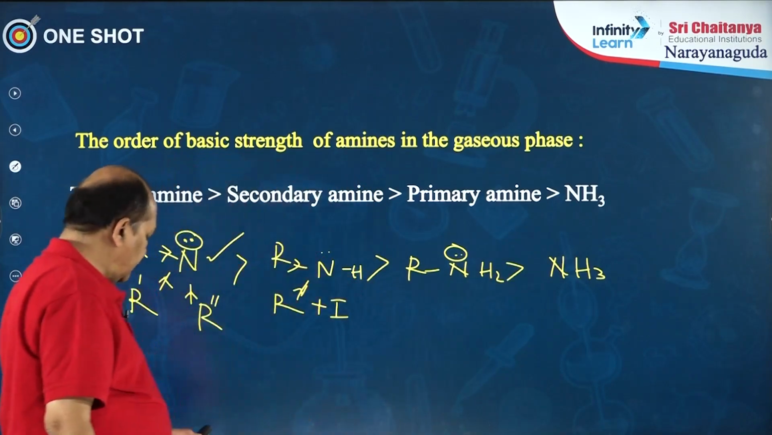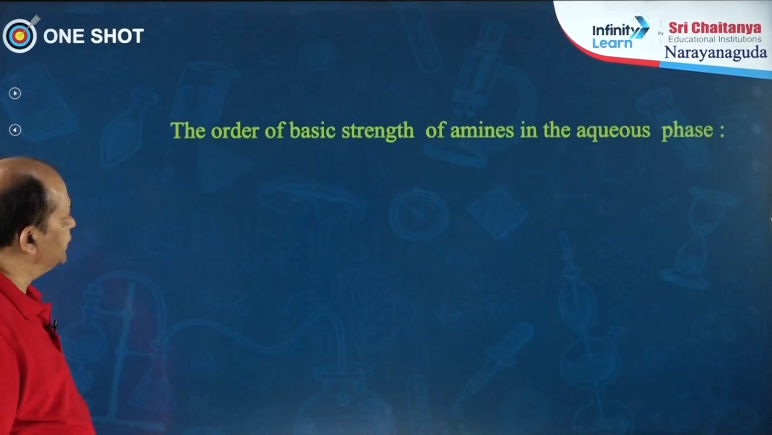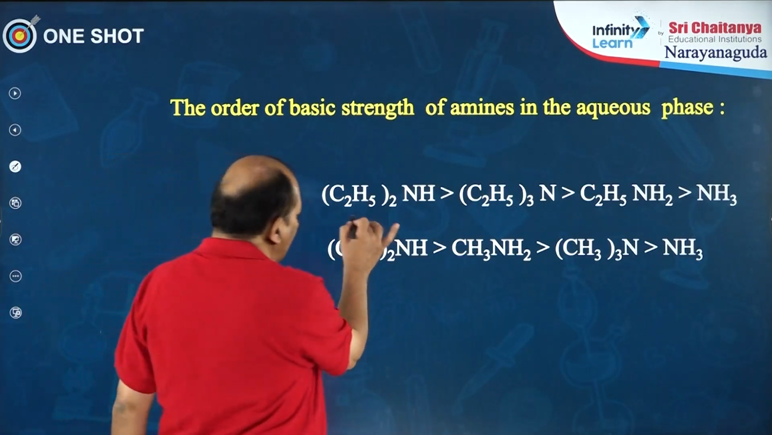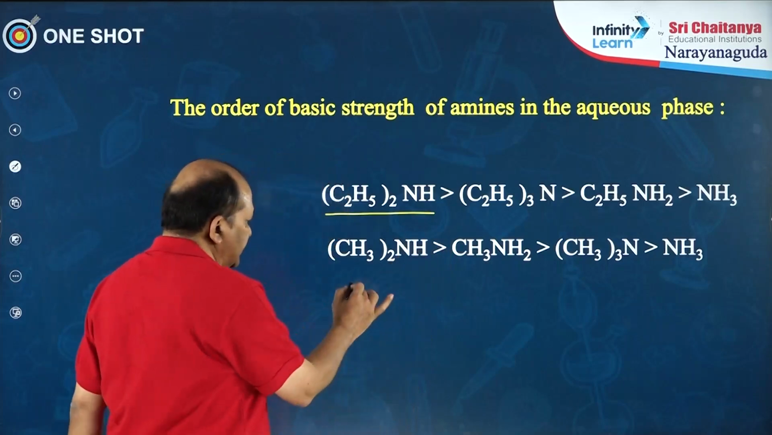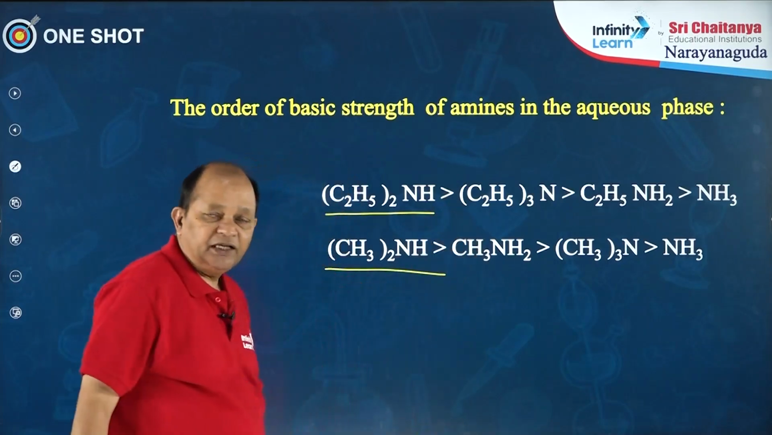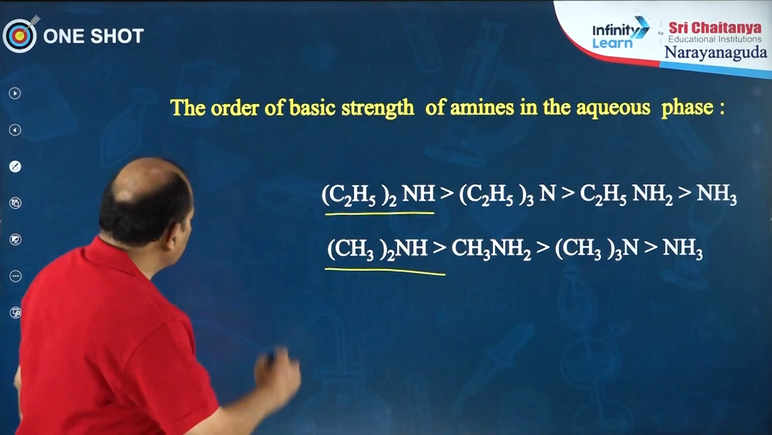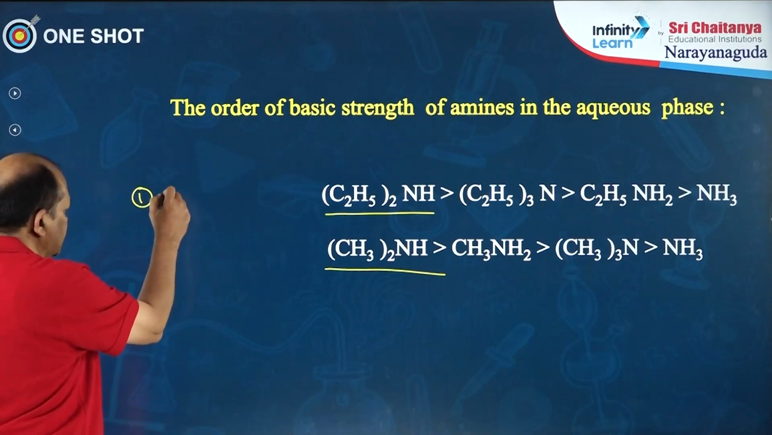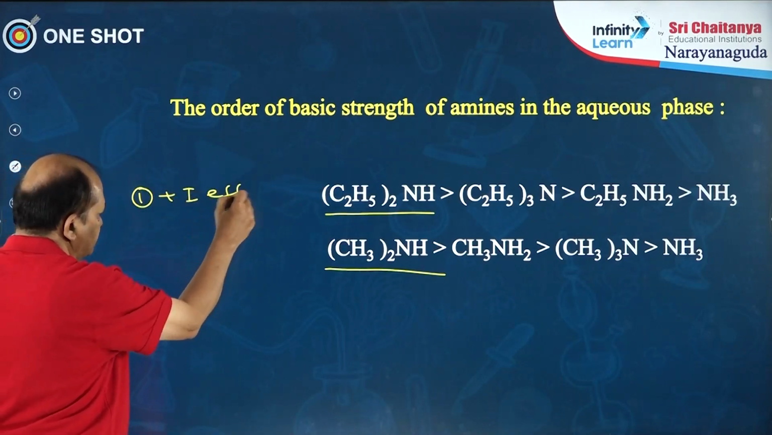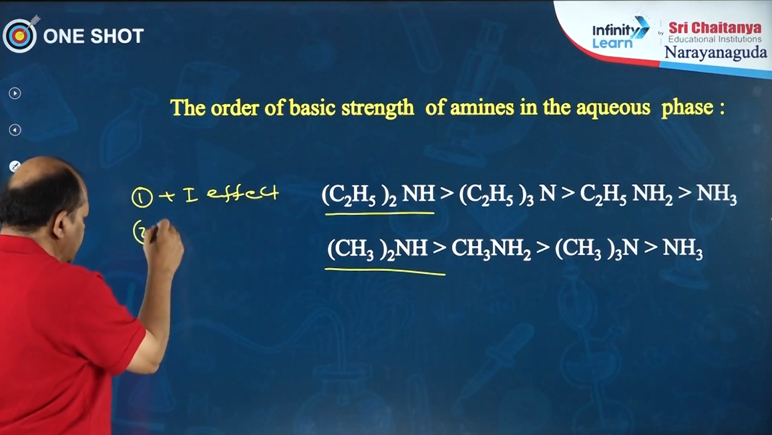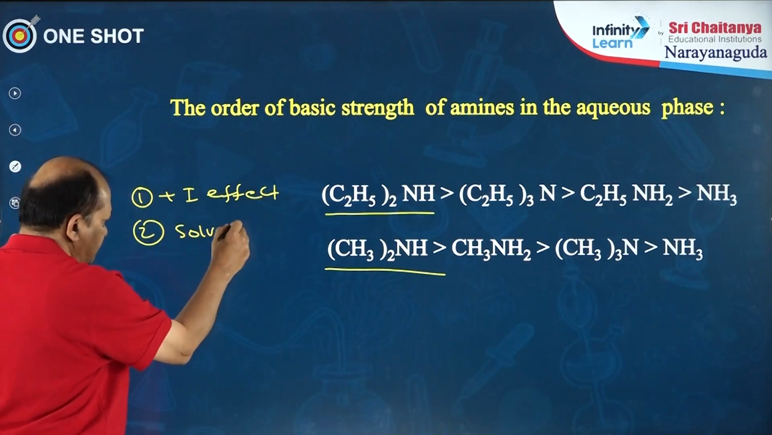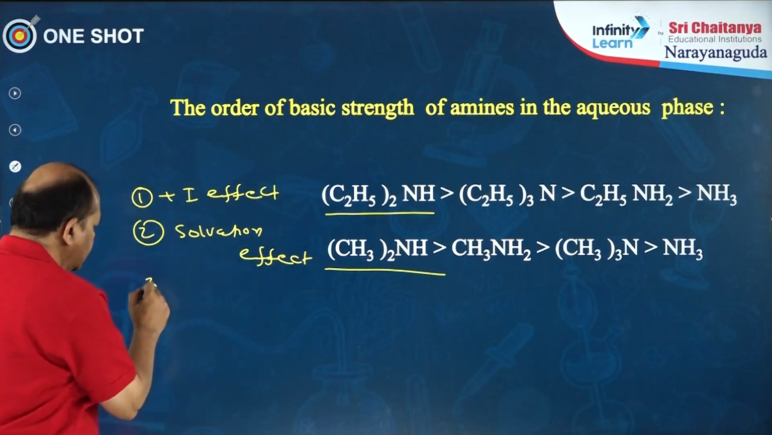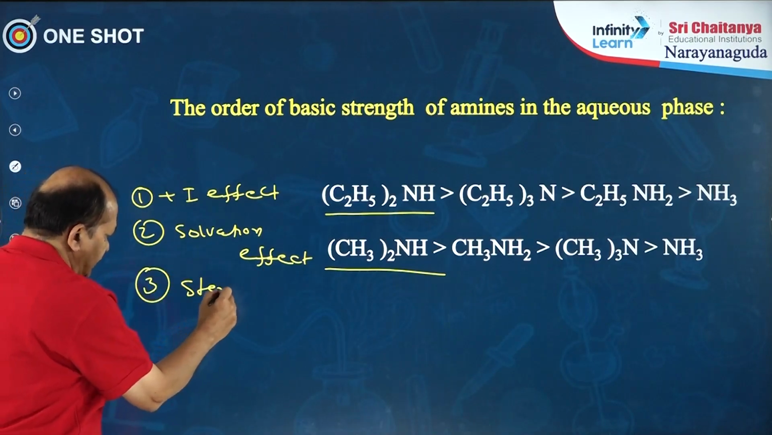Okay. But when we consider the aqueous phase, the order is changing. See, this is the order with ethylamines and this is the order with different methyl substituted amines. There are 3 factors that are responsible for these orders. One is plus I effect, the other one is solvation effect, and the third one is steric factors.